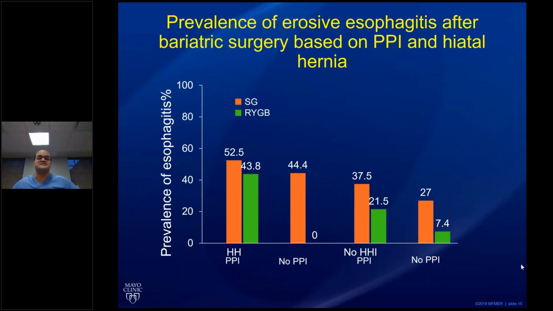Now, this graph looks at the prevalence of erosive esophagitis broken down by PPI use and by the presence of hiatal hernia, okay? So here you could see this is presence of hiatal hernia and people who are on PPI. The orange is sleeve gastrectomy and the green is Roux-en-Y gastric bypass. Here you could see the cohort with no hiatal hernia and not on PPI at the time of endoscopy. So this is the purest cohort here, because that eliminates the impact of PPI use and the impact of hiatal hernia presence.